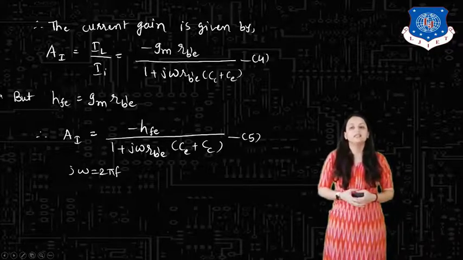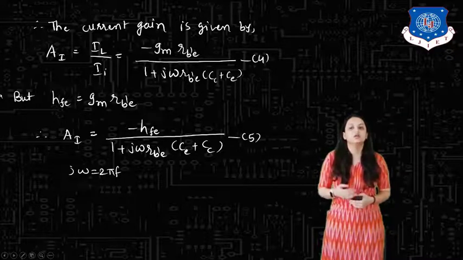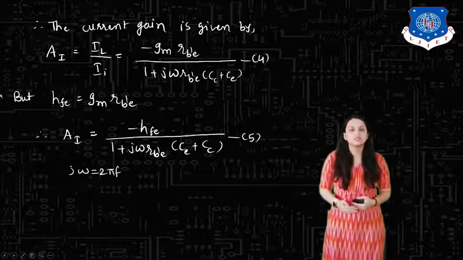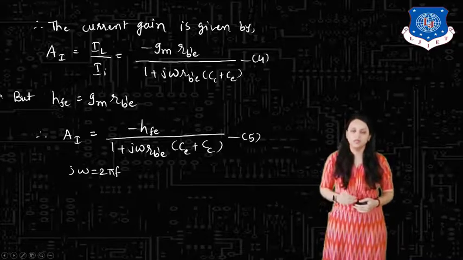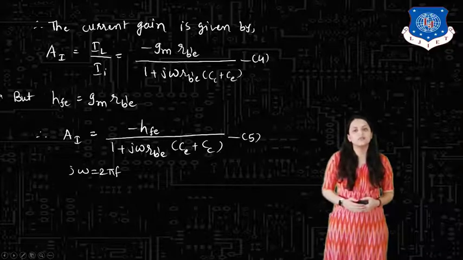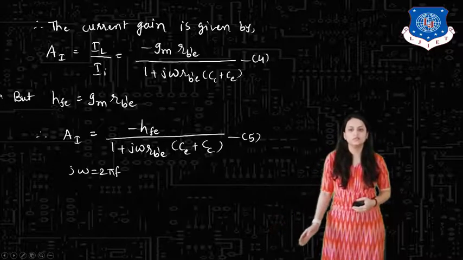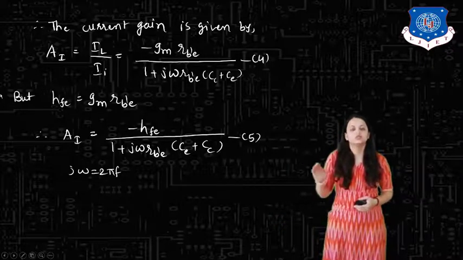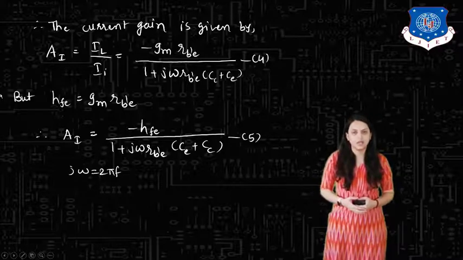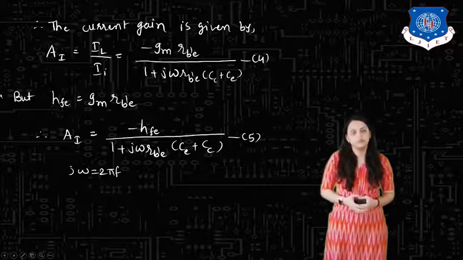Now we want to find the current gain. So current gain is given as AI, that is equal to load current by input current, or as you can see, it is the ratio of output current to the input current. So here current gain is given as IL by Ii. Let us place the values of that. So here as you can see, in the load current Ii is there, and here in the denominator Ii is there. They will cancel out. So the remaining part is minus gm RB'E divided by 1 plus j omega RB'E into (Cc plus Ce). This is equation number 4.